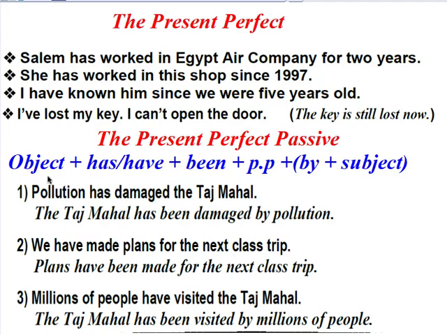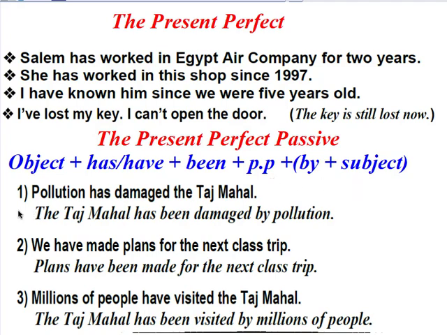So we have three conditions here. The first one is that we start with the object instead of the subject. Number two, you have to use the word has or have followed by the word been. The last condition is that you have to use the same past participle of the main verb of the sentence. Here you can use by plus the subject, or you can erase it as you like. Let's check some examples here.